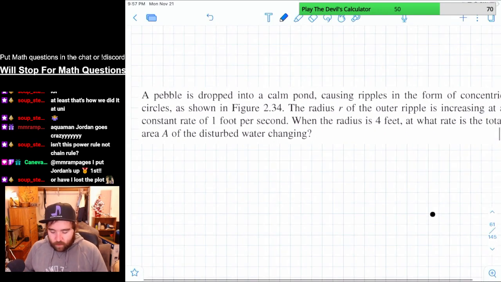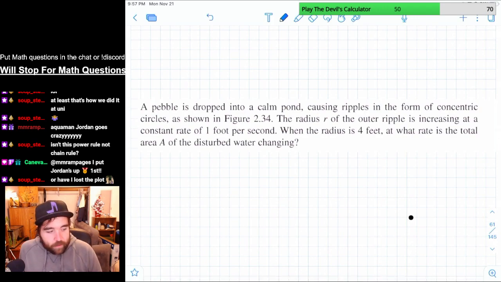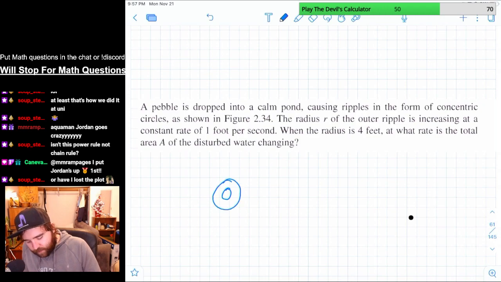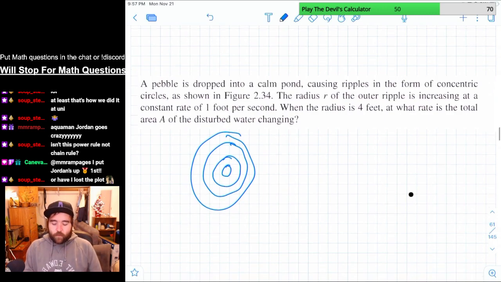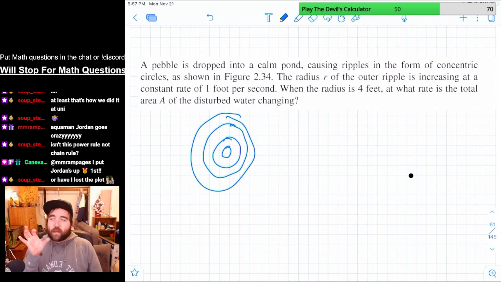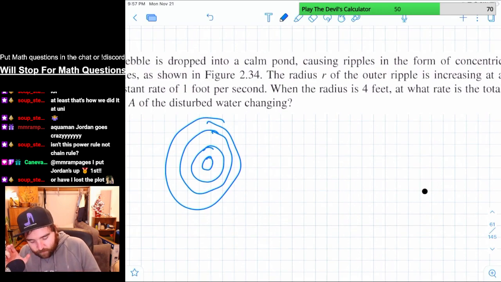So the next one is talking about it as a word problem, which already makes it a little more complicated. A pebble is dropped into a calm pond, causing ripples in the form of concentric circles. If you didn't know what concentric circles means, this should tell you, because that's what the ripples are going to look like. The radius r of the outer ripple is increasing at a constant rate of 1 foot per second. So when we do these, I like to write down everything we know. So what do we know there? We know that the radius is changing.